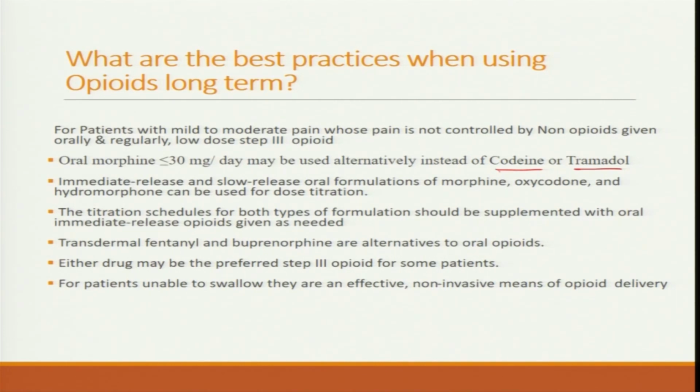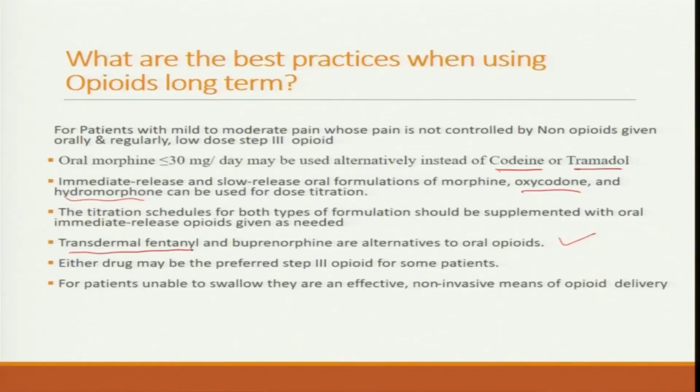Immediate release and slow release oral formulations of morphine, oxycodone and hydromorphone can be used for dose titration. The other two drugs are not available in our setup. The titration schedules for both types of formulation should be supplemented with oral immediate release opioids given as needed, and transdermal fentanyl and buprenorphine are alternatives to oral opioids. As I said, patients who cannot swallow, we can put them on transdermal fentanyl. Of course, it is a very costly drug, and many of our patients cannot afford it.